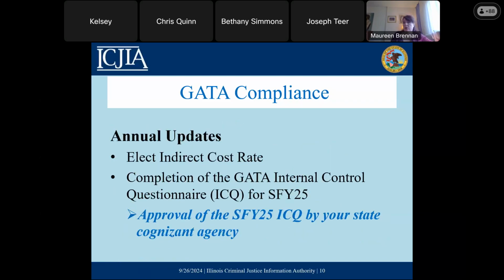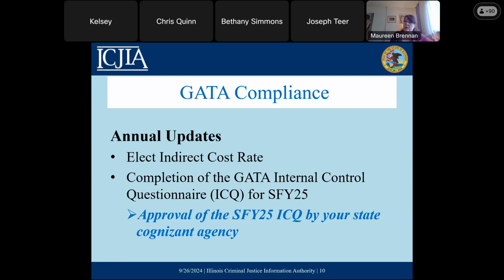Now, two other items on that GATA compliance list that I showed you a few slides ago are the indirect cost rate and the completion of the ICQ. Now, you must elect an indirect cost rate in the GATA portal. There are a couple of options that you have there, the de minimis rate. If you have a state negotiated rate, you can indicate your intent to use that rate, or if you have a negotiated federal rate, you can indicate that as well. But you have to pick one of those choices.